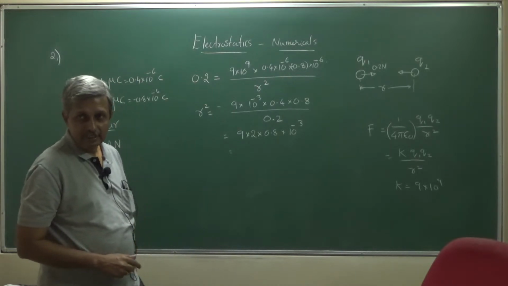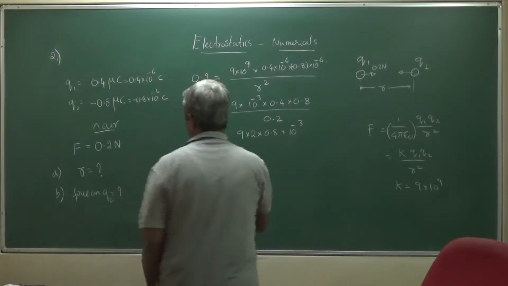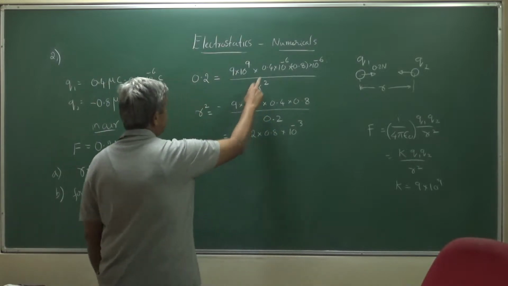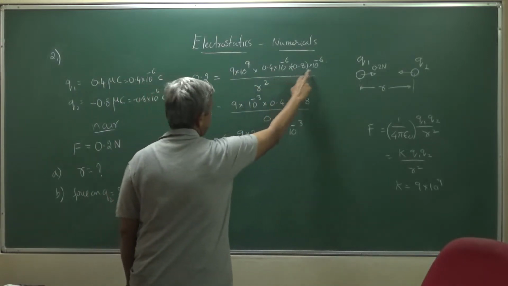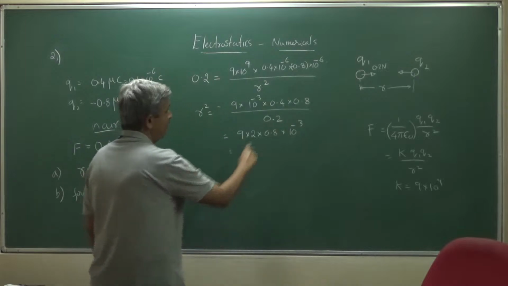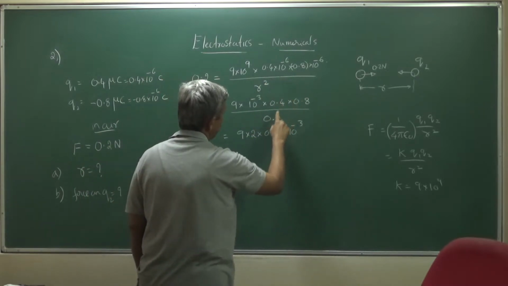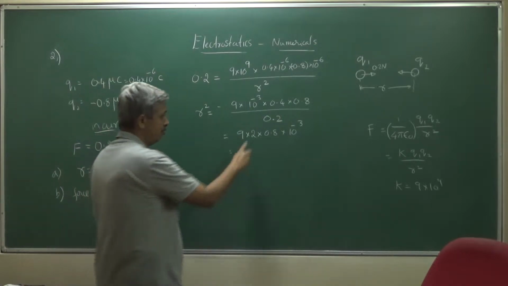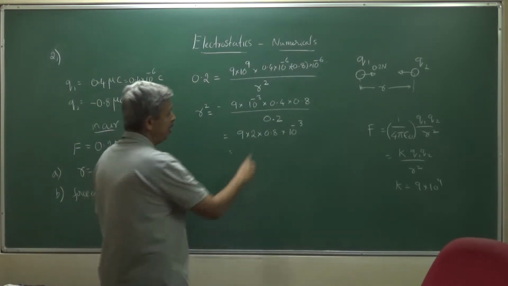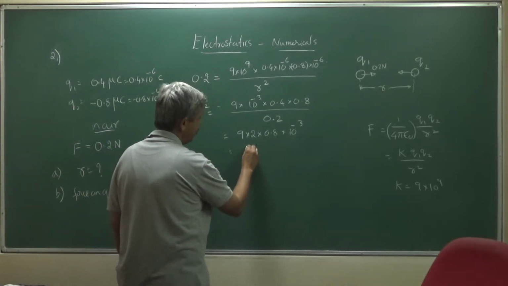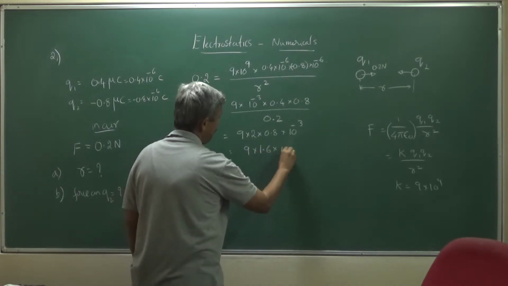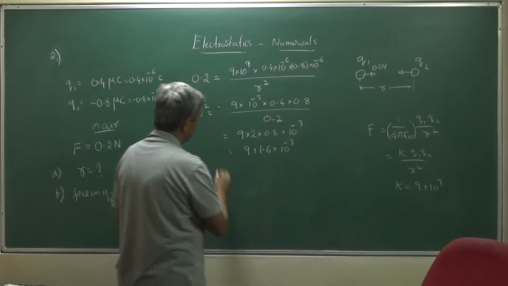Yes. So now let's see whether I have done it correctly. F is 0.2 Newton. I've got it correct, and this is 0.4 into 10 power minus 6 and 0.8. Now 0.4 by 0.2 is 2, so that's also correct. Now this is 1.6 into 10 power minus 3, divided by r square.